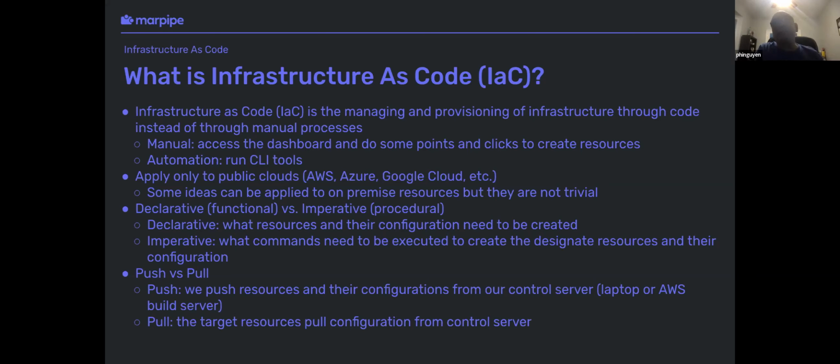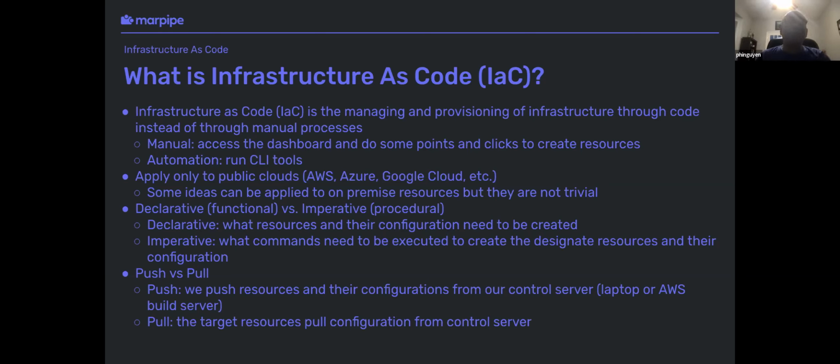When we talk about infrastructure as code, it's most likely going to be applied to public cloud only. Public cloud means AWS, Azure, or Google Cloud, or some sort of other less famous cloud. However, some ideas from infrastructure as code can be applied to on-premise, but they're not very trivial.